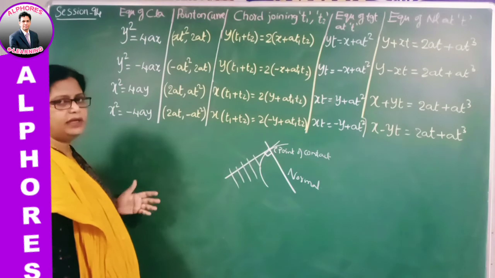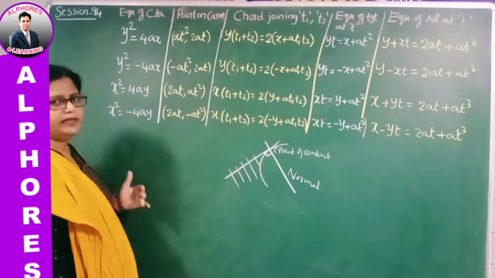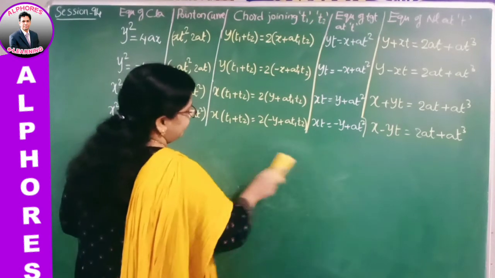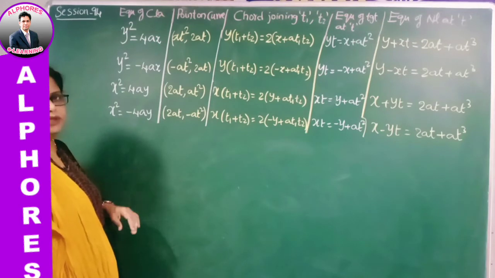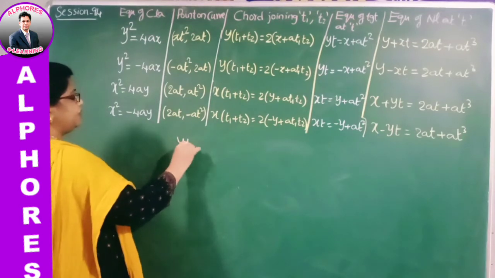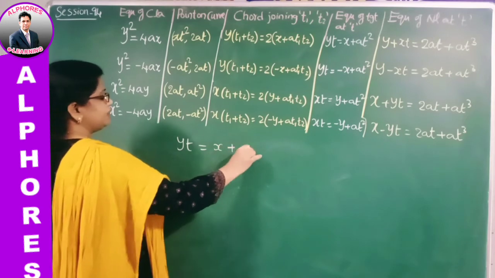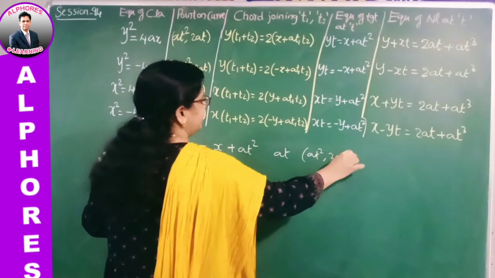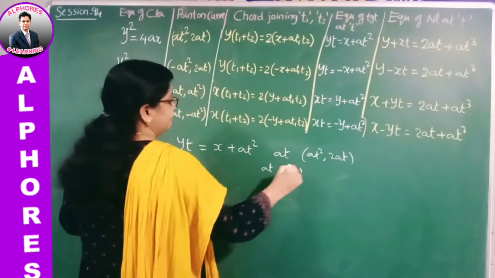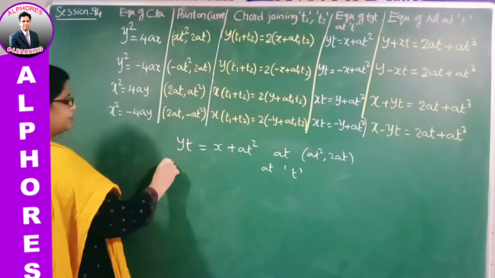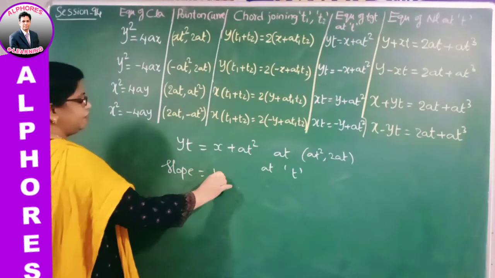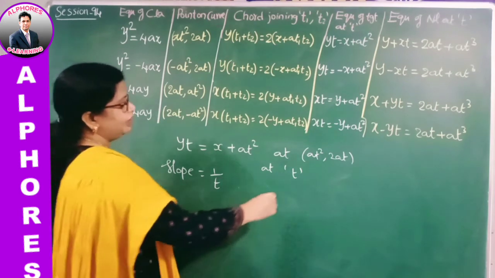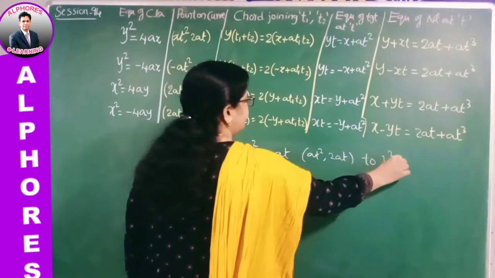Then how do we find the equation of the normal to a parabola y square is 4ax? Let us consider first the standard form. We know clearly the equation of the tangent: the tangent equation at t is yt equal to x plus at square, drawn at the point at square comma 2at. Then what is the slope of this tangent? Slope is nothing but 1 divided by t. Slope is 1 by t, and this is for the parabola y square equal to 4ax.